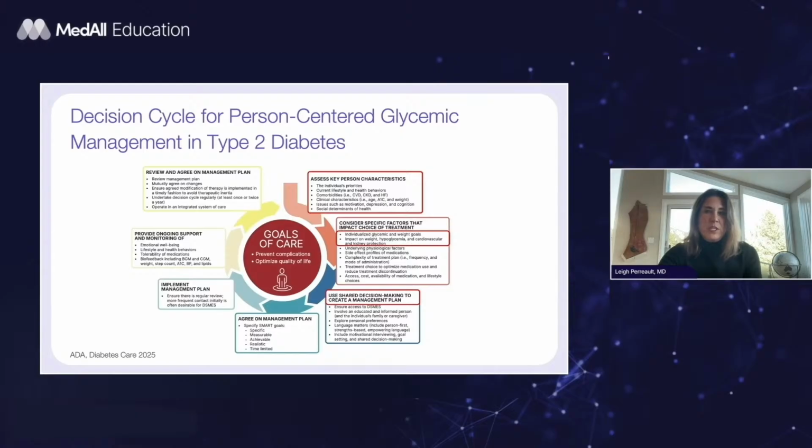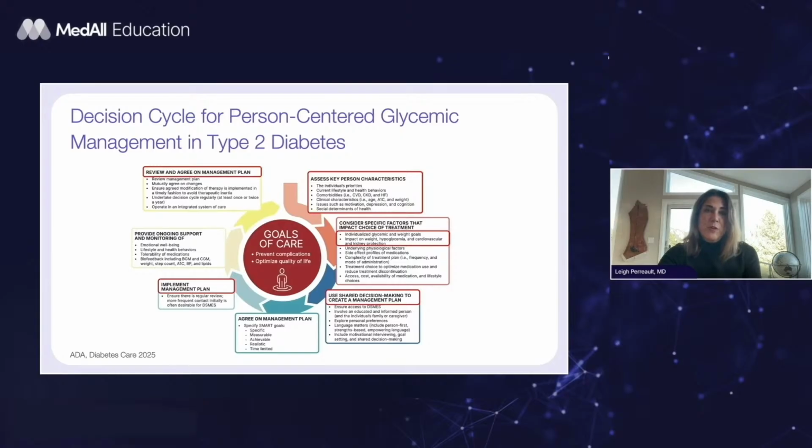And once we come up with a shared decision making and a plan, we would implement that plan, agree on it, implement it, monitor it, and constantly review and agree on the plan, meaning that we really need to constantly reassess how that plan is meeting our goals and Sam's goals.